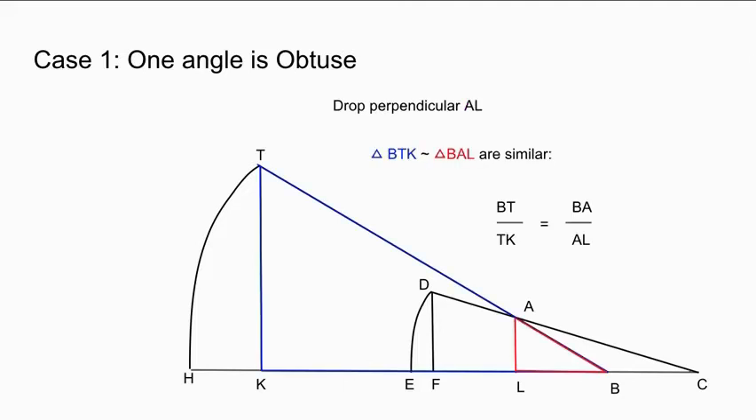Thus, BT over TK is equal to BA over AL. Triangle CDF is similar to triangle CAL. Thus, DF over CD is equal to AL over CA.